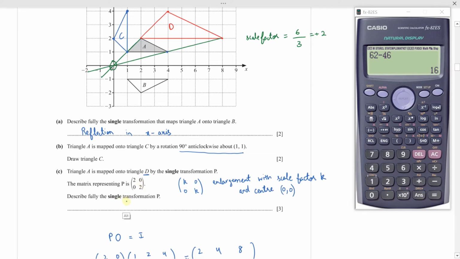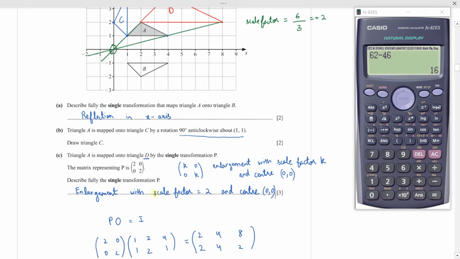So now you have found out what transformation P is, even if you didn't know that this matrix represented an enlargement. So this is an enlargement with scale factor equals 2 and your center is (0, 0). So this is how you will fully describe this transformation P.